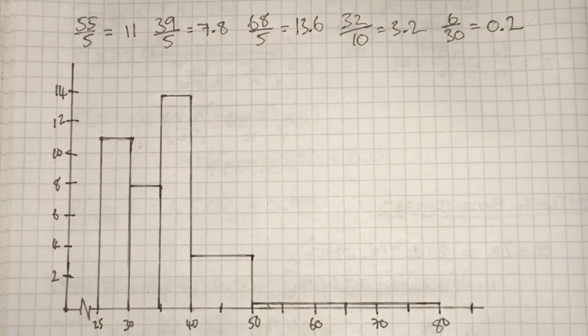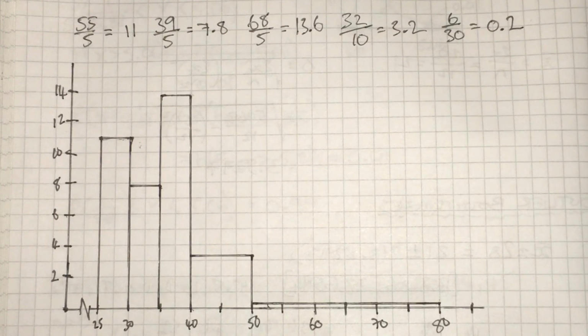And the final bar, actually quite a shallow bar, quite a low bar, it goes from 50 to 80, so very wide, but not high at all. It goes to 0.2. Okay, so that's the histogram constructed correctly.